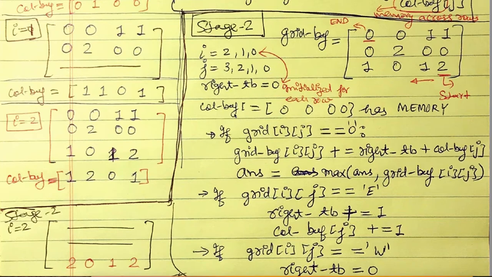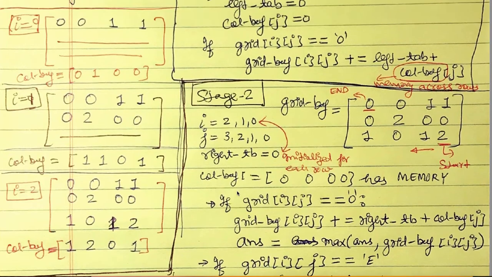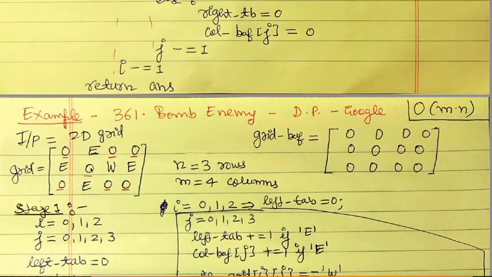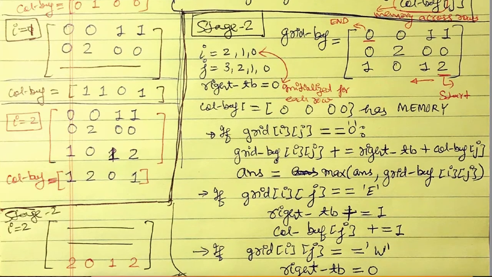Here again we define the column buffer 0 0 0 0, and it has memory. It will preserve its value from previous iterations and will be updated in each iteration for the corresponding j index. So here again, while iterating in reverse order, if we find that there is 0 in the corresponding grid, we will again see the grid to make updates to the grid buffer. So the original grid values are always taken as anchors for making decisions for updating the grid buffer. If we find 0, we increase the grid buffer value by adding the right tab and column buffer. Right tab has a very similar meaning to the left tab, but since we are going from right to left, we use a different variable name, right tab.